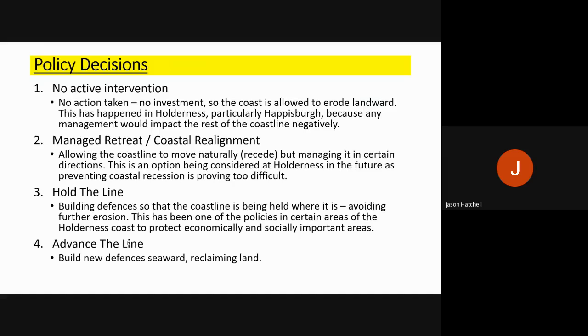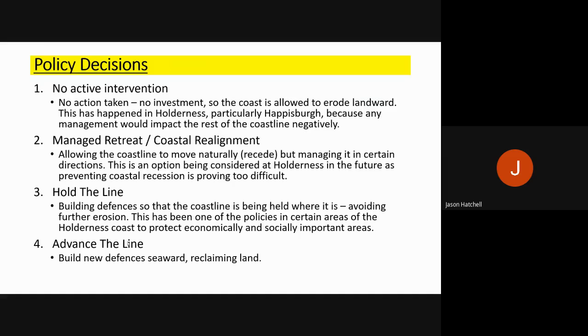We then have the hold the line approach. Now, the hold the line approach is exactly what it says on the tin. Hold the coastline where it is. Build defences so that it stays where it is. Protect what we've already got. Try to stop further erosion from taking place. This also happens in the Holderness Coast at the moment, and it's to try and protect the most socially and economically important areas.